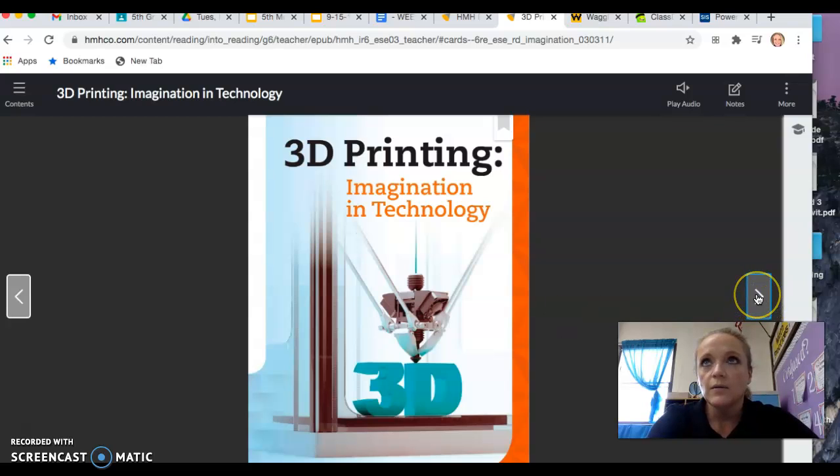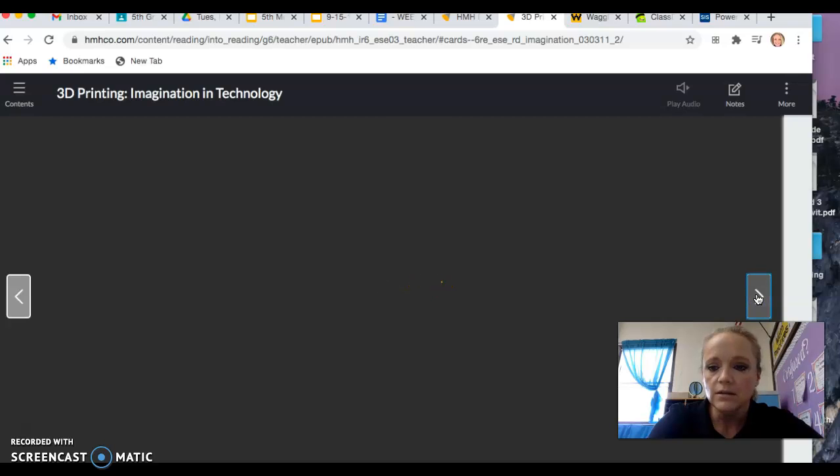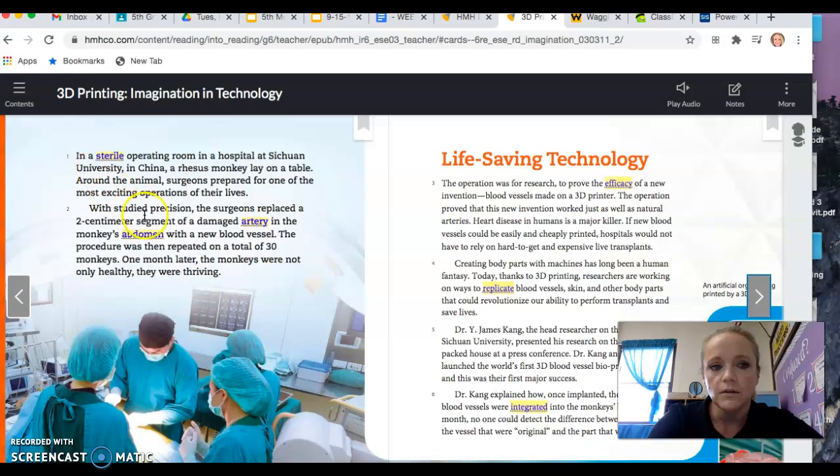So in class today, we read pages 197 to 203, and you can do this in your hard copy of your book, or you can do this on the computer. I started out by reading them this little introductory story to get people started on 3D printing, imagination, and technology. So I'll just go ahead and read this for you too.